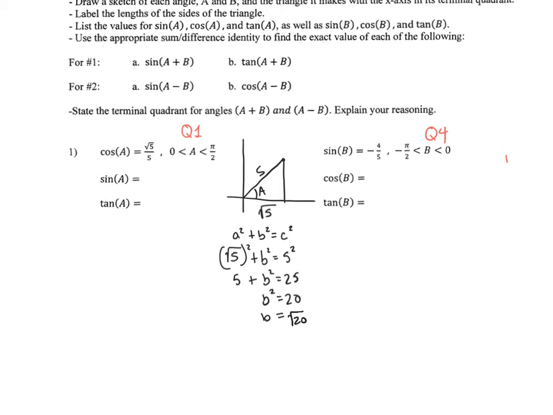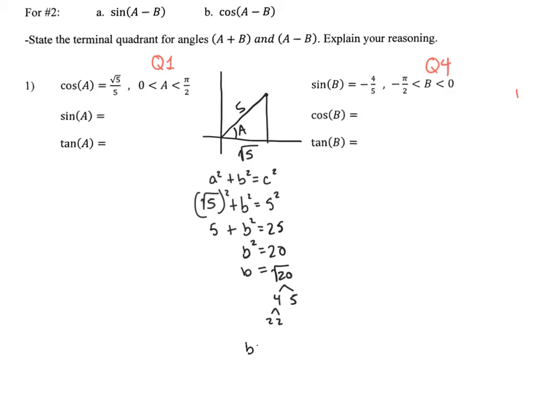Let's go ahead and simplify that by making a little tree. So 2 times 2. So I've got 2 groups of 2, so that comes out. So B is actually equal to 2 rad 5. If you don't remember how to do this, go talk to a neighbor and ask them how to simplify a radical.